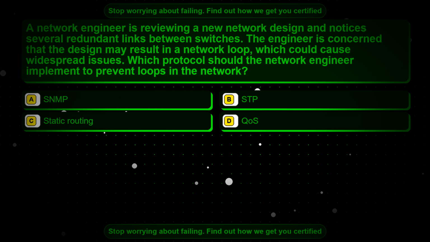Question 13. Which control type attempts to discourage an attacker from acting? Option A, corrective. Option B, deterrent. Option C, detective. Option D, recovery.